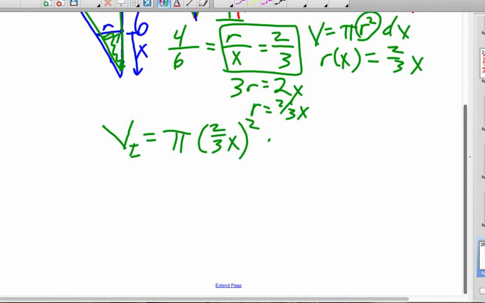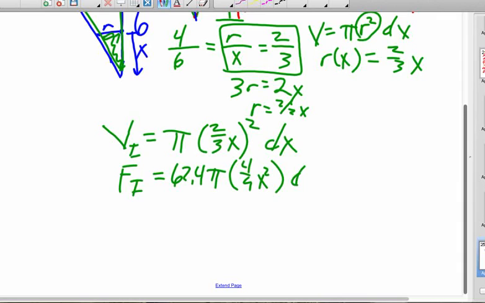So the volume of my little disk then is going to be pi times 2/3 x squared times 62.4, getting ahead of myself, times the height, which is dx. So my force, which is going to be the weight of that water, will be 62.4 pi times 4/9 x squared dx. My distance is the next thing we need to take a look at.